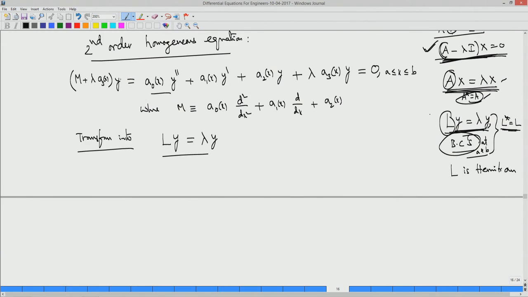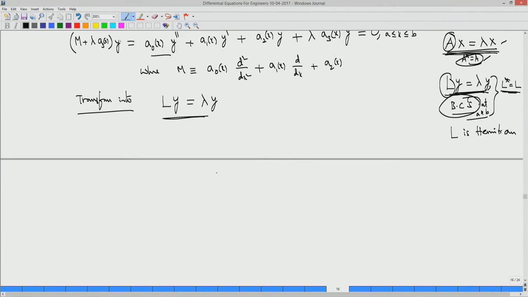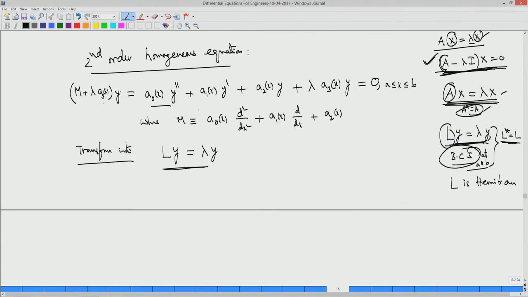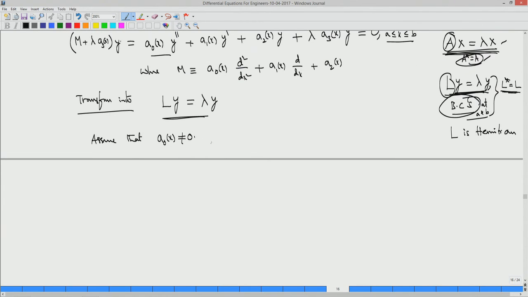So first of all, we will try to put it in the form Ly equal to lambda y, like Ax equal to lambda x for a general matrix A. So first we write it this way. But you see, if you consider the equation like this, it is not in that form. You try to put it as Ly equal to lambda y. How do I do this? You simply divide, assuming that a0(x) is non-zero. Why do I assume this? If it is 0, it is not defined at that point, so it is not part of the domain. So you can always assume that it is non-zero in that domain.